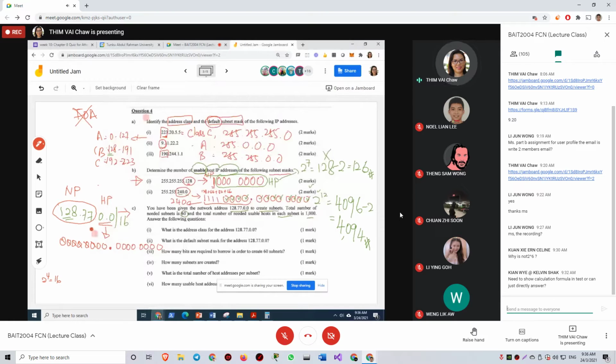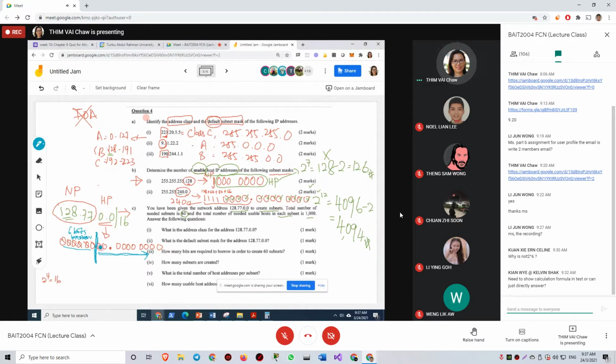So over here, I draw a big line. Now you need to be careful from here. This is the 6 bits that you borrow. The remaining bits all belong to the host portion.